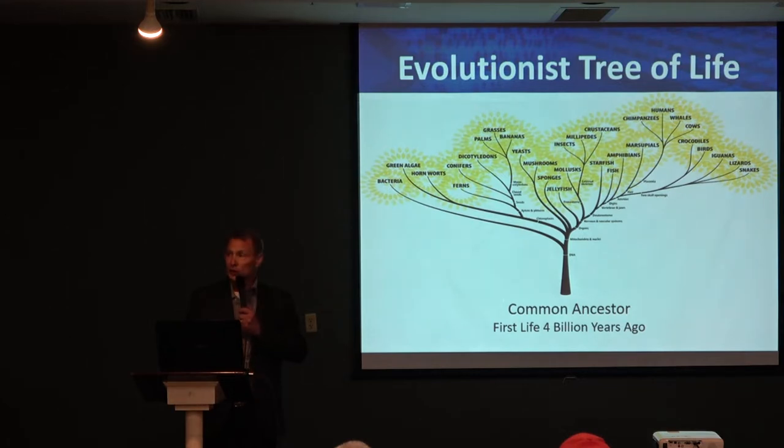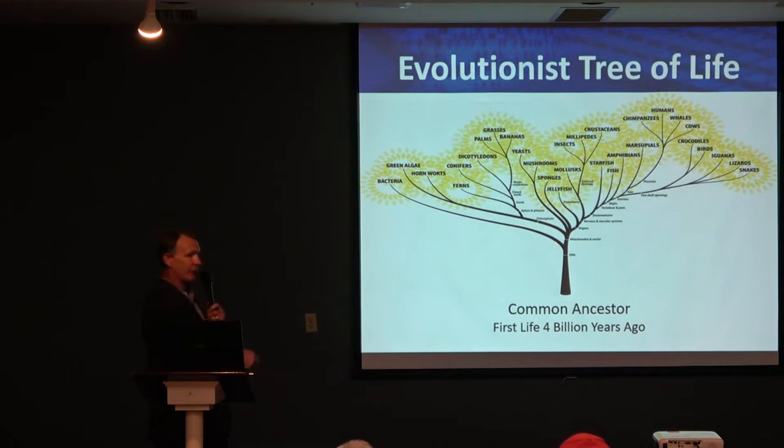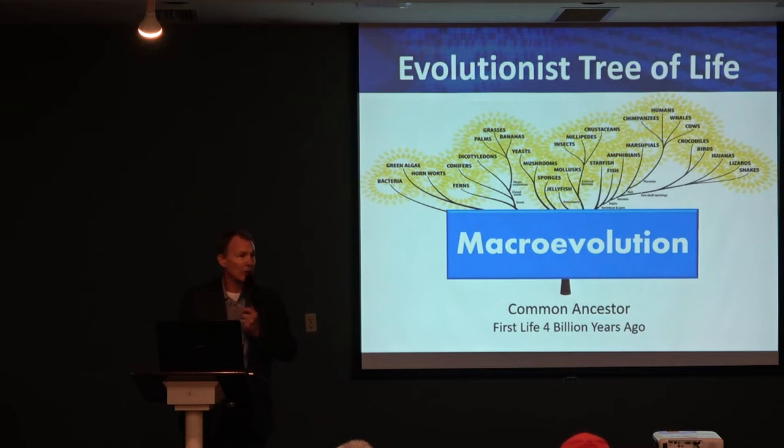This is called the evolutionist tree of life. And supposedly, 4 billion years ago, natural processes produced the first living cell, amoeba or whatever you want to call it, and then slowly over time, from one common ancestor, that amoeba, through hundreds of millions of mutations, changes itself to different animal kinds all through the chain of life until you see everything that we have today, different branches of the tree. This is often called macroevolution.